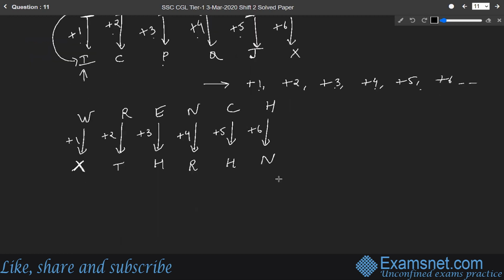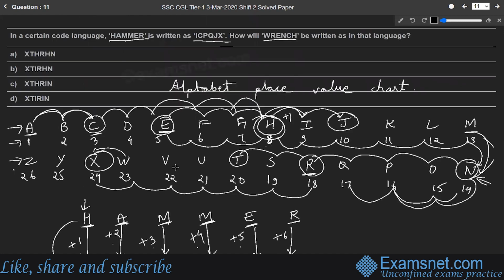So I hope the concept is clear to you. Concept is plus 1, plus 2, plus 3, plus 4, plus 5 and plus 6. It is in the sequential order. So we can say that the word wrench will be written as XTHRHN. This is the coded language for the word wrench. So I hope you are clear with this question. Therefore, the correct option for this question will be option A, that is XTHRHN.